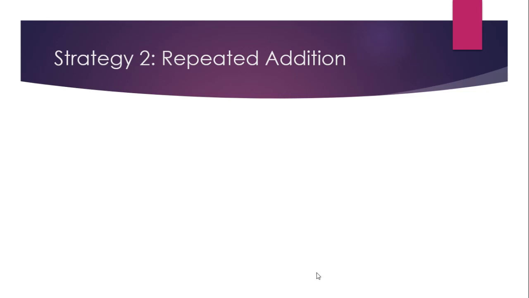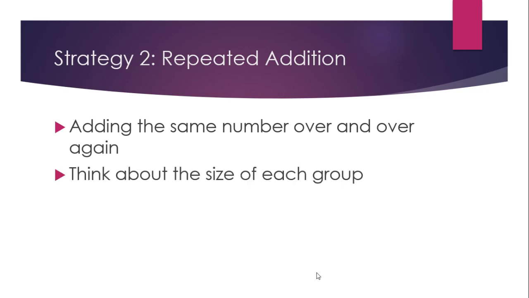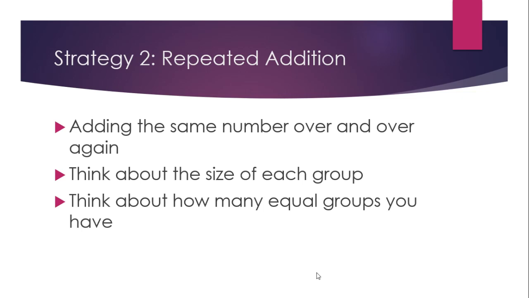Now let's try a new strategy. This strategy is called repeated addition, and it is basically just like it sounds. You are going to add the same number over and over again, or repeat one number as you're adding. You need to think about the size of each group. This is important because it's the number you're going to actually add each time. You need to think about how many equal groups you have, because that number tells you how many times you're going to add the other number.